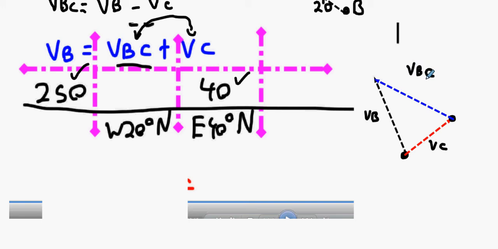Okay? Now, phi BC we don't know. Phi C we know is 40. Phi B we know is 250. And now we're going to put in some angles, okay? So, what can we say about this angle here? I'll highlight it. What can you say about this angle here?